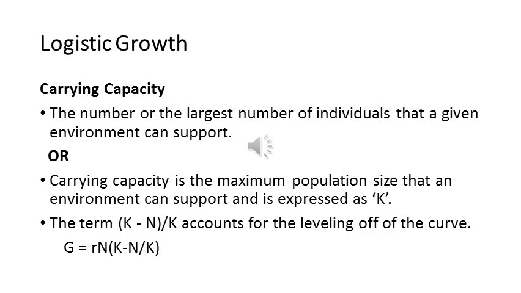So the population growth is now expressed in terms of carrying capacity. The term carrying capacity is expressed as K minus N over K, which accounts for the leveling of the curve. So in logistic growth, the growth rate is calculated as rN multiplied by K minus N over K, where K is the carrying capacity. So the growth rate is reduced by a factor of carrying capacity in case of logistic growth.